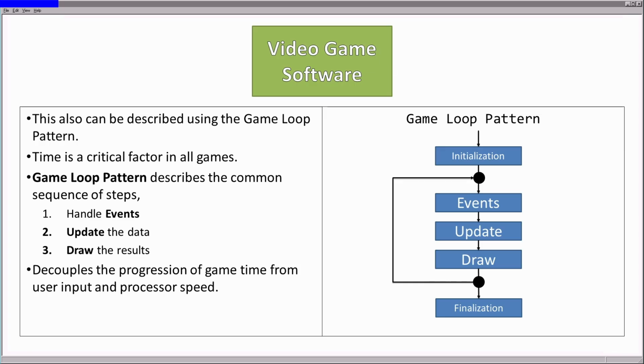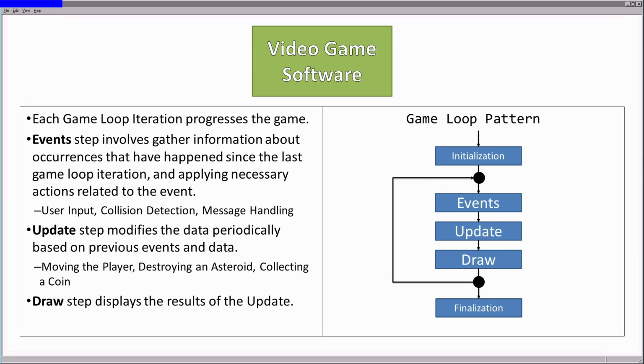This pattern decouples the progression of game time from user input and processor speed. The game loop pattern helps us to organize the game's behaviors into common occurrences. As discussed, each game loop iteration progresses the game. The event step involves gathering information about occurrences that have happened since the last game loop iteration and then applying the necessary actions related to it.